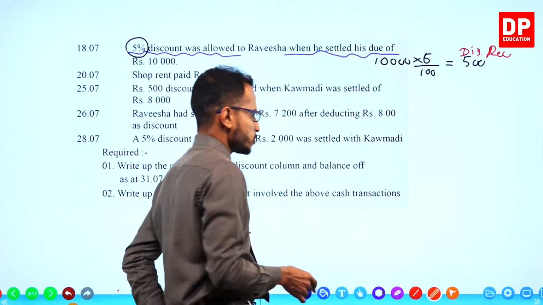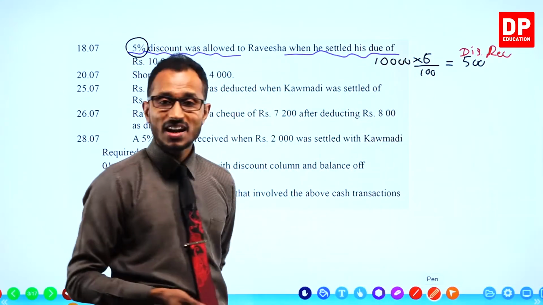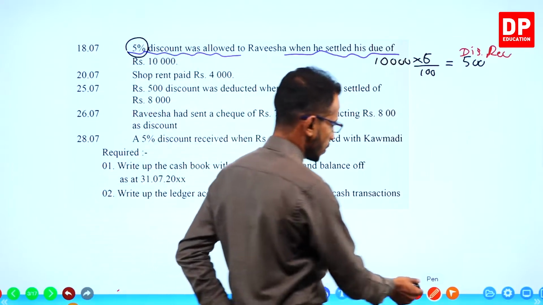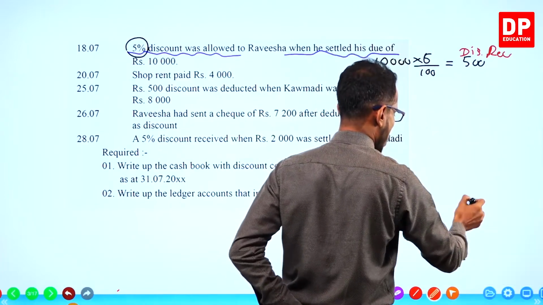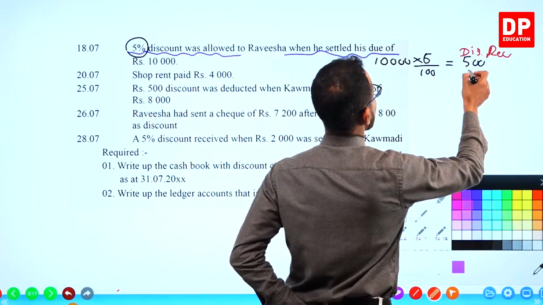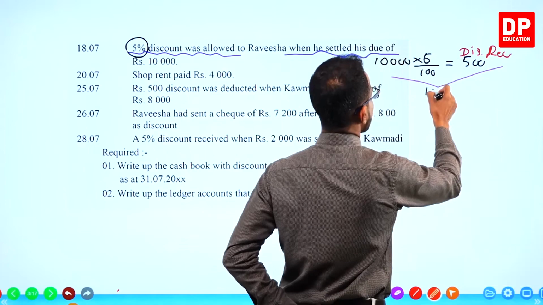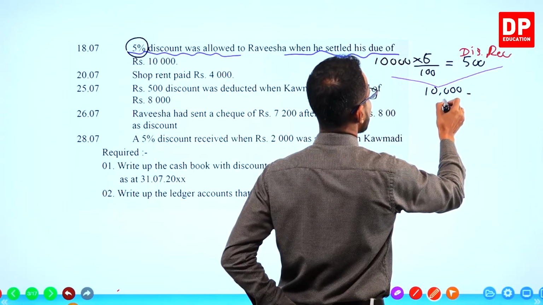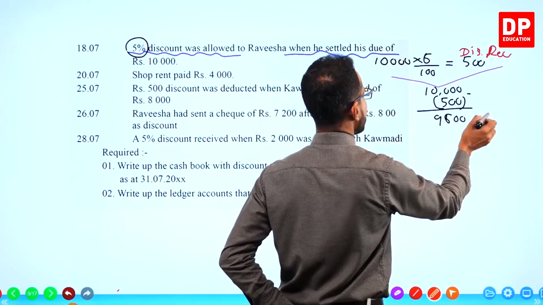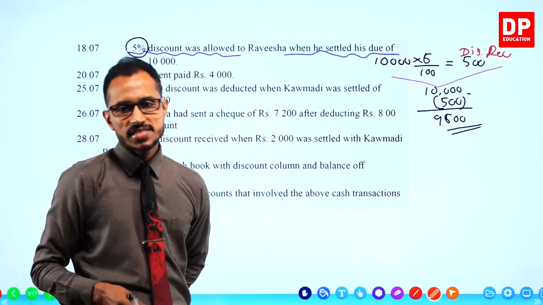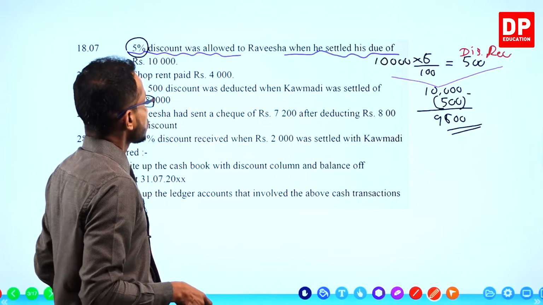All right, and what you should do is from the amount that he has to pay us, you subtract this discount that we have given to him. 10,000 minus 500 is 9,500. This is the amount we are receiving from Ravisha. Okay. Let's go and record that.